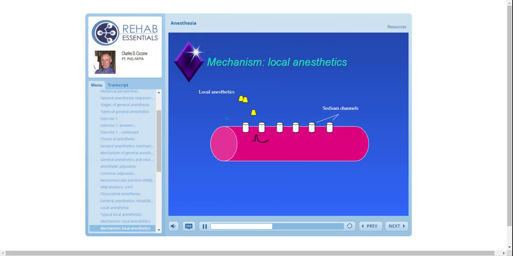The local anesthetic acts like a cork or a key to lock these sodium channels closed, so that now when an action potential comes down the neuron, it can't get past that point. And there's that roadblock effect.